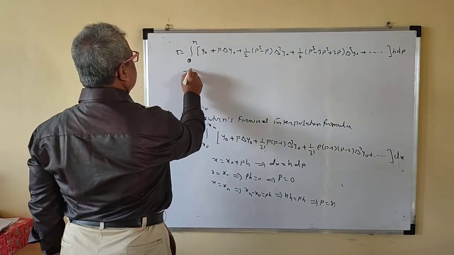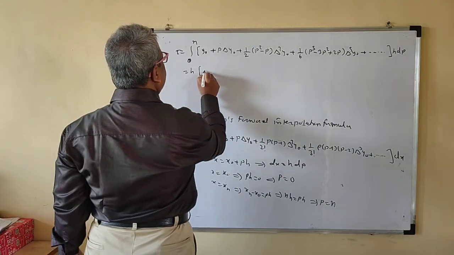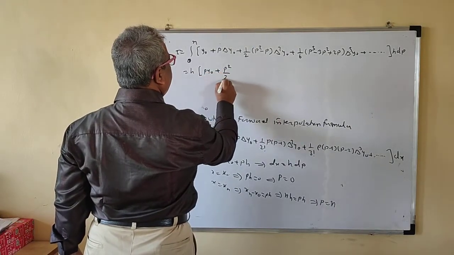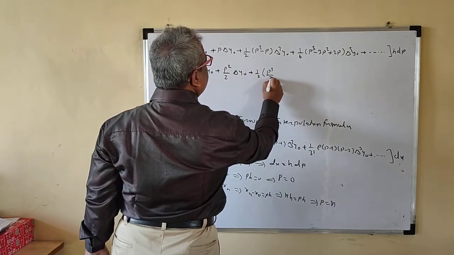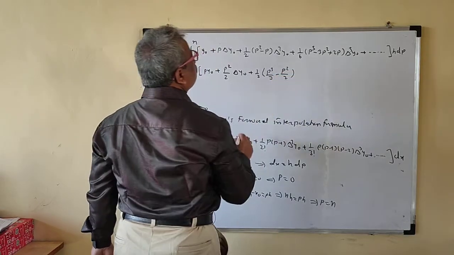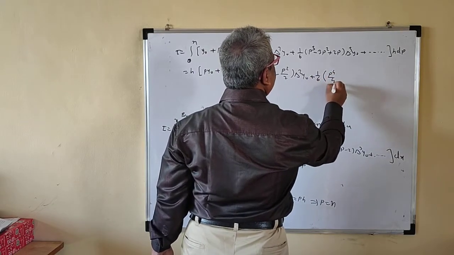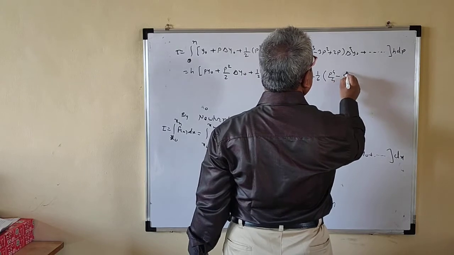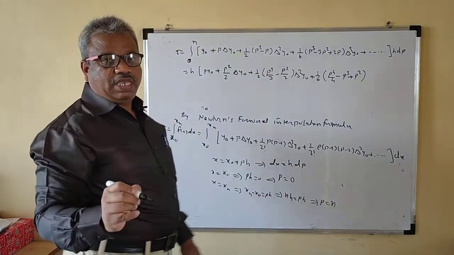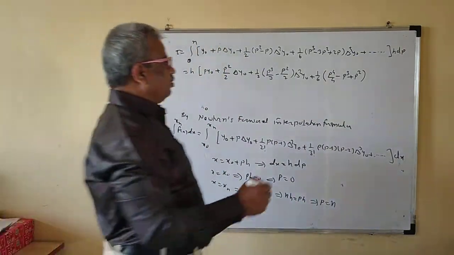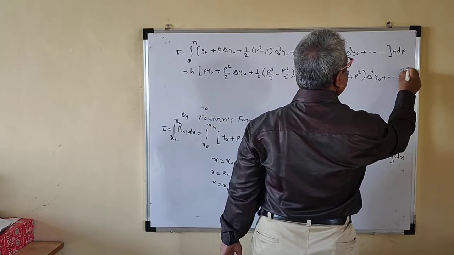Now we will integrate this. h will be constant, so we take it outside. We get p y naught plus p square upon 2 del y naught plus 1 upon 2 (p cube upon 3 minus p square upon 2) del square y naught plus 1 upon 6 (p raised to 4 upon 4 minus p cube plus p square) del cube y naught plus dot dot dot, from 0 to n. Integration of 2p is p square, so the 2 cancels.